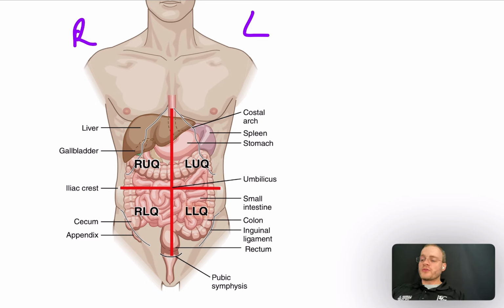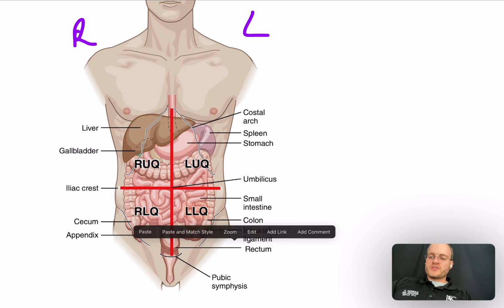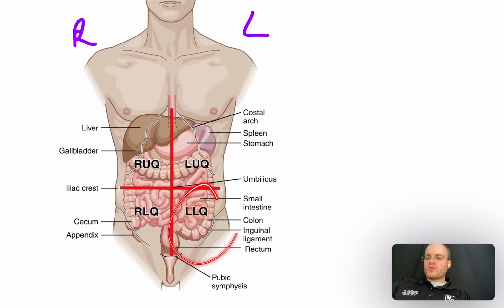In the right lower quadrant, you have the appendix. That's probably the most notable thing down here, because sometimes we can have a condition called appendicitis, where the appendix will get inflamed and infected, and sometimes it can even blow up and perforate and leak GI contents into the abdomen. In the left lower quadrant, you have the descending and sigmoid colon. This is probably the most common place you'll get issues in cases like diverticulosis, diverticulitis, and constipation. All of that will present over here, usually on the left lower quadrant.